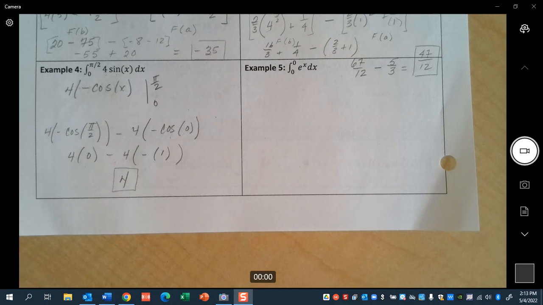So when I put pi over 2 in, the cosine of pi over 2 is 0. So the opposite of 0 is 0. 4 times 0 is 0. This whole thing goes away. My lower boundary is 0. The cosine of 0 is 1. The opposite of 1 is negative 1. Negative 1 times negative 4 is positive 4. We good?